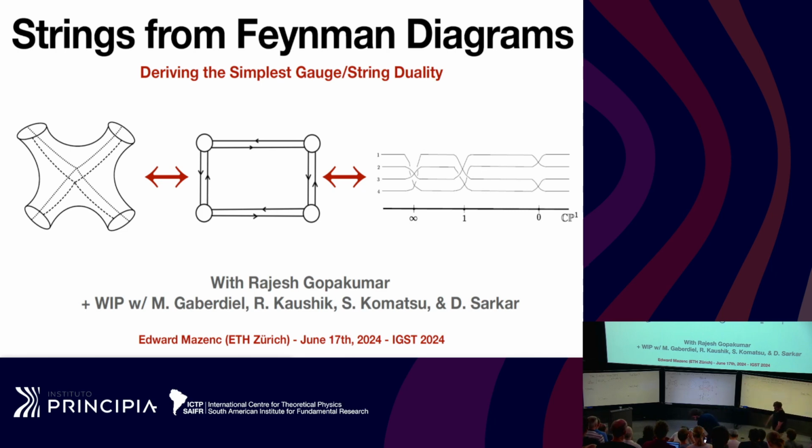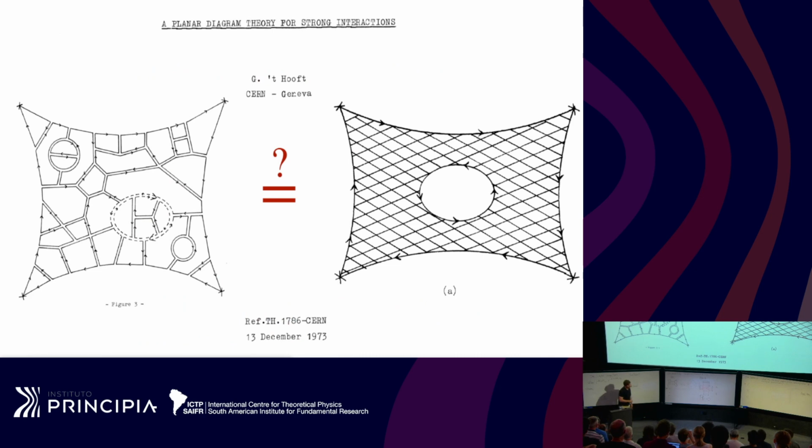So the idea today is to try to go back to a very old idea due to 't Hooft, which is basically now 50 years old. And the idea of 't Hooft was to somehow try to see how large N gauge theories are secretly string theories. And the picture he had, if you want, he proved the AdS/CFT correspondence by squinting. This is proof by squinting.